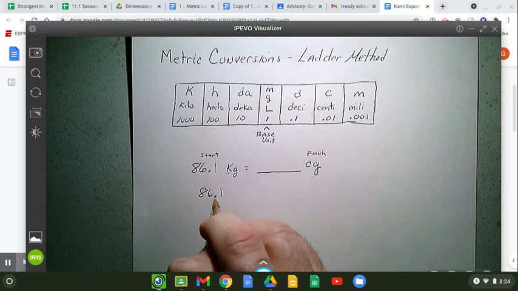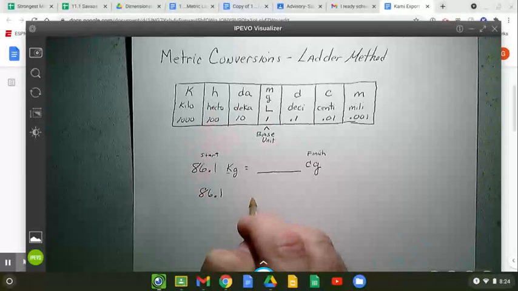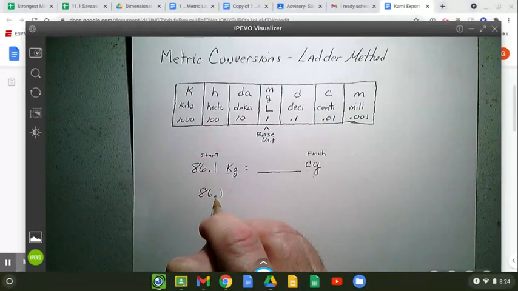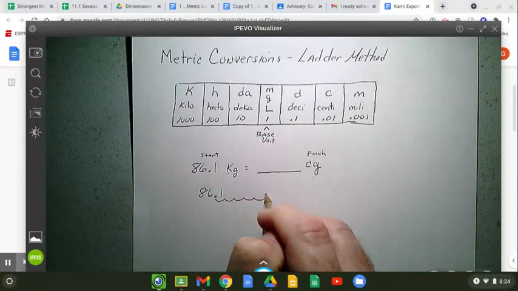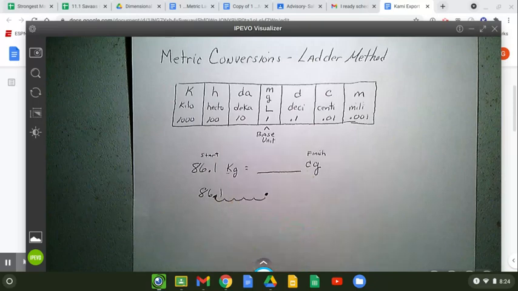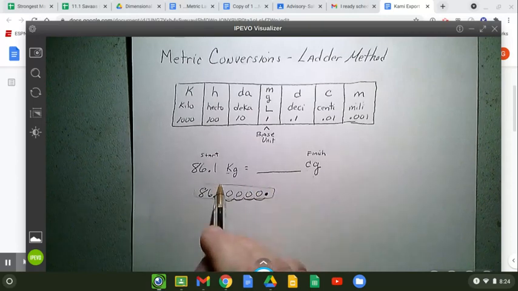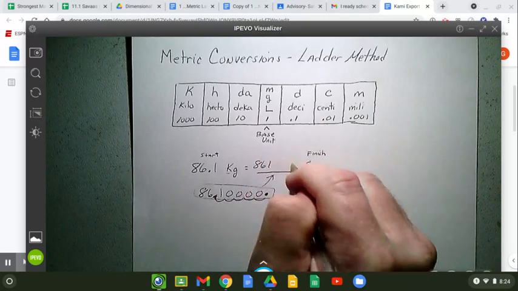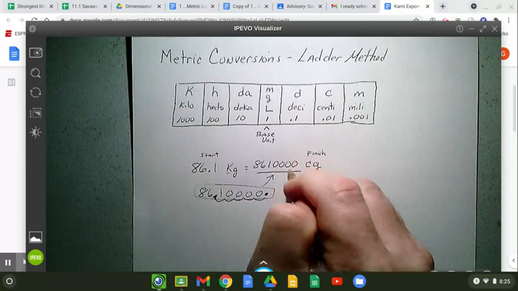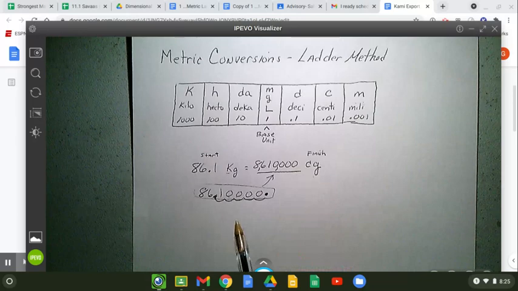I'm just going to use the same method we did when we were working with scientific notation, using little underlines to represent moving the decimal point. Here we go: 1, 2, 3, 4, 5. Put my decimal point in its new location. I can get rid of that one. And then I'm going to fill these spots up with zeros, and put my new number in here. So I have 8,610,000 centigrams.